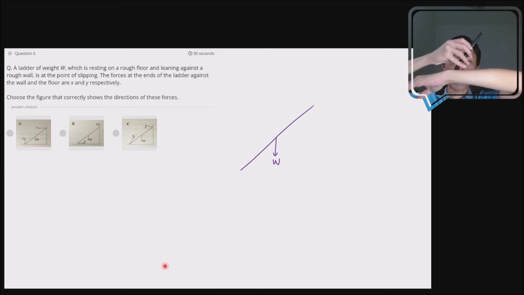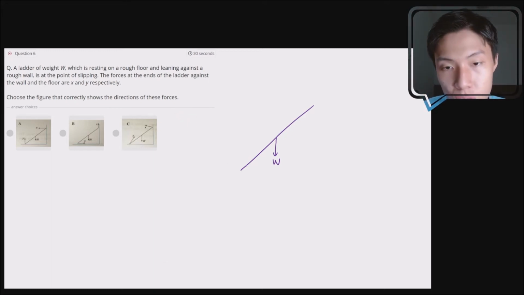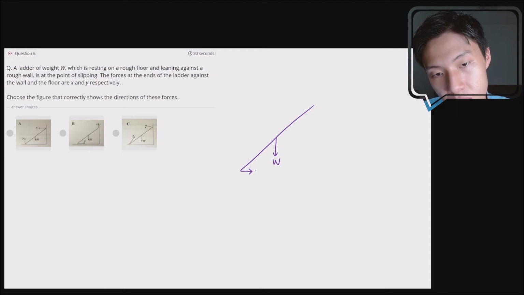Okay, your ladder wants to slip to the left, so the friction wants to prevent that. Preventing that means that the friction should be pointing to the right. So this is the friction at the floor.